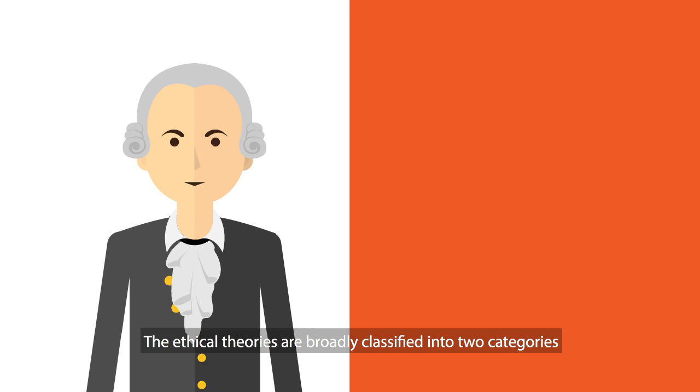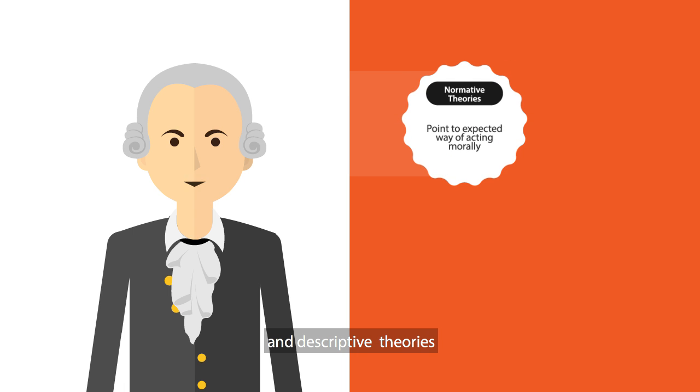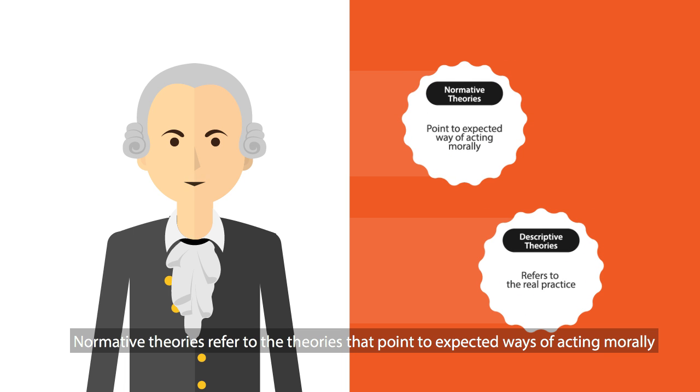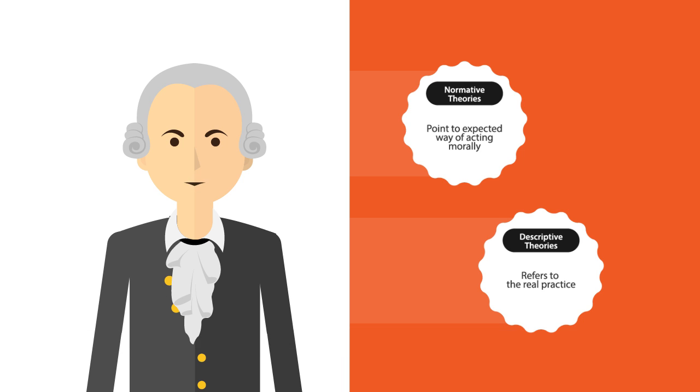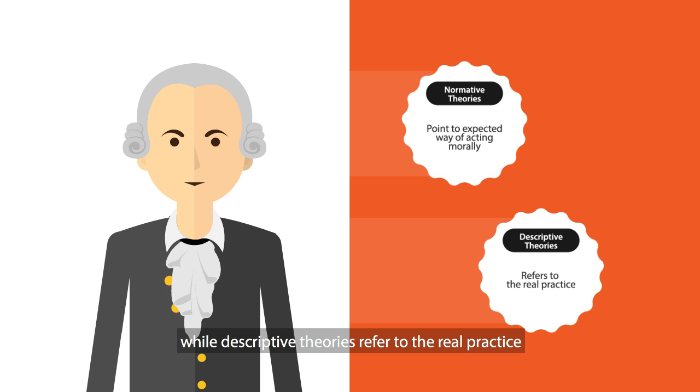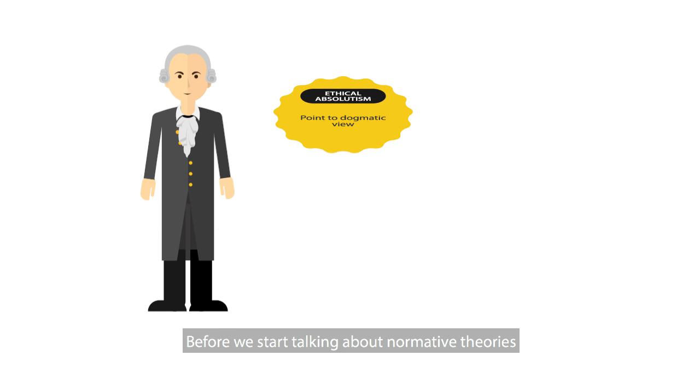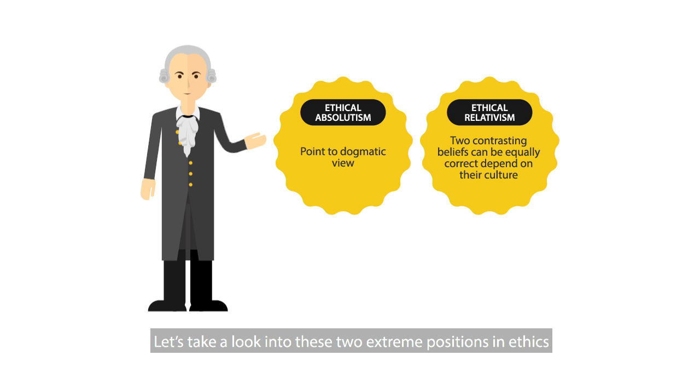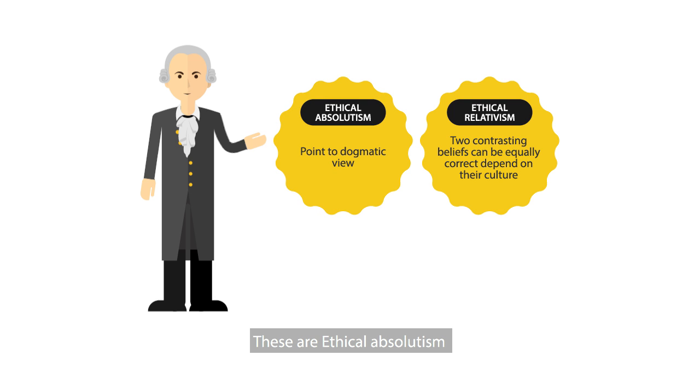The ethical theories are broadly classified into two categories: normative theories and descriptive theories. Normative theories refer to the theories that point to expected ways of acting morally, while descriptive theories refer to the real practice and refer to what and how it is. However, in this learning module, we will focus on normative theories. Before we start talking about normative theories, let's take a look into these two extreme positions in ethics. These are ethical absolutism and ethical relativism.